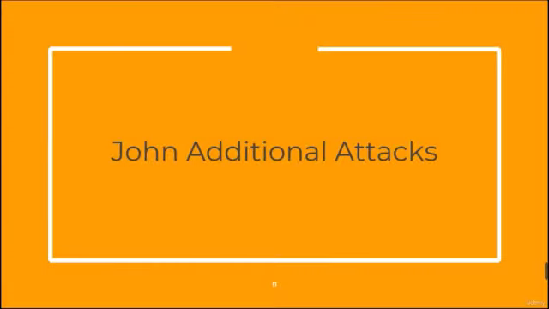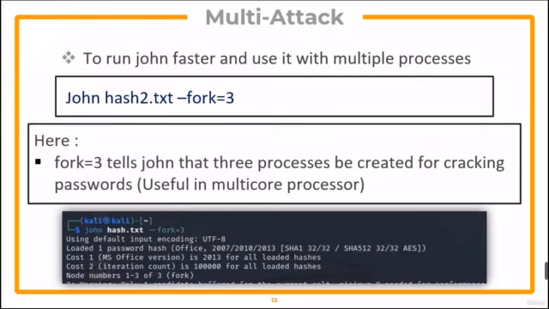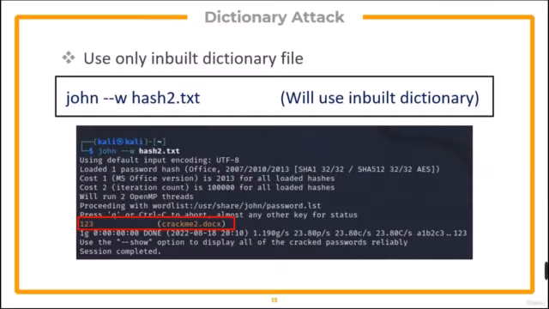John is a very powerful tool and it has some additional attacks. For example, to run John faster and use it with multiple processes, we can use a fork flag. For example, I am using fork=3. Fork=3 tells John that 3 processes must be created for cracking the password, which is very useful in multi-core processors. To force John into a dictionary attack with the inbuilt dictionary, you can give the flag --wordlist.